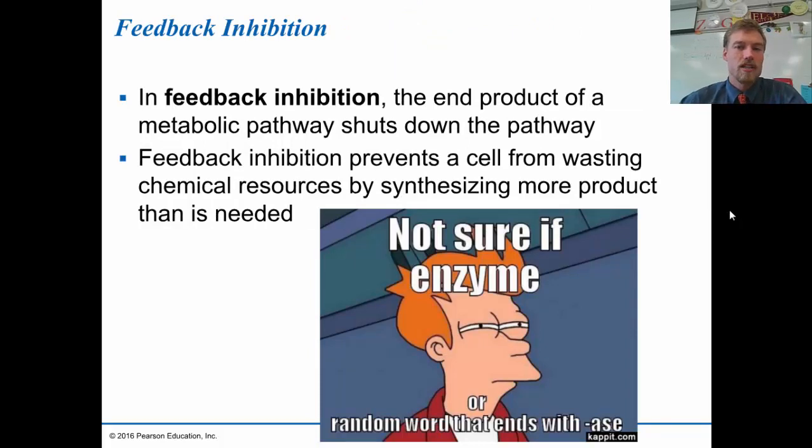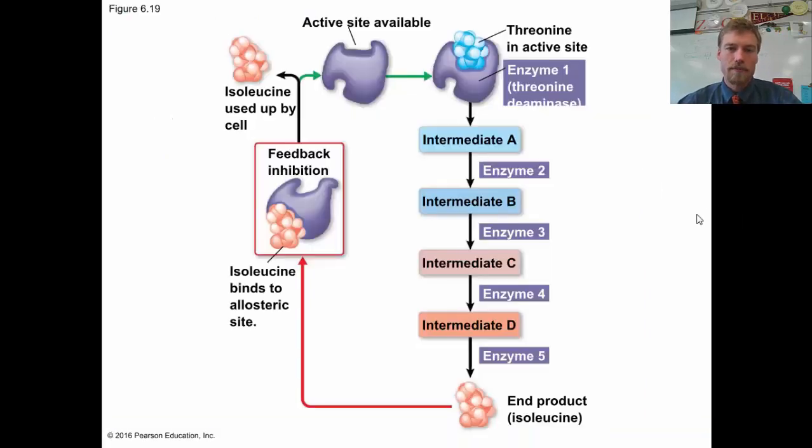Feedback inhibition is where the end product of a metabolic pathway shuts down the pathway. So basically, when you produce something at the end, it is going to stop what's at the beginning. This is all sometimes called negative feedback. So basically, it prevents a cell from wasting resources, and it prevents making more of a product than is needed. Supply and demand.